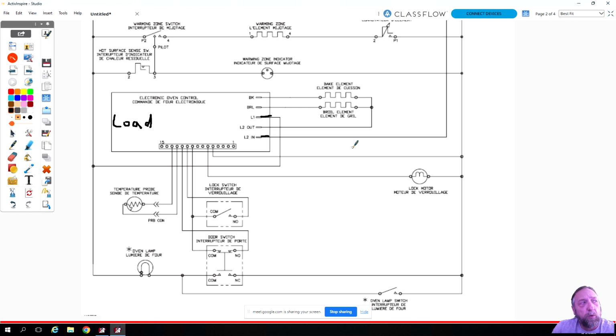240. That's 240. So then how are we going to supply power to our board? Because L1 and L2 is not going to fire it up. The only reason we have L2 there is for our two heating elements. They're the only thing that's using that 240 in that circuit.